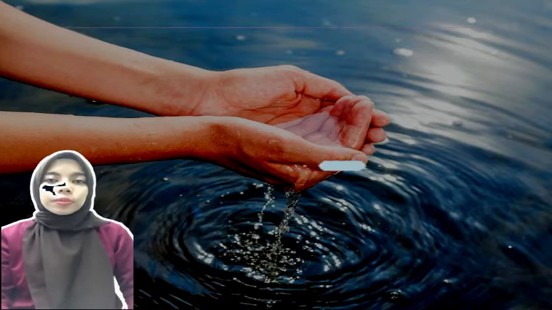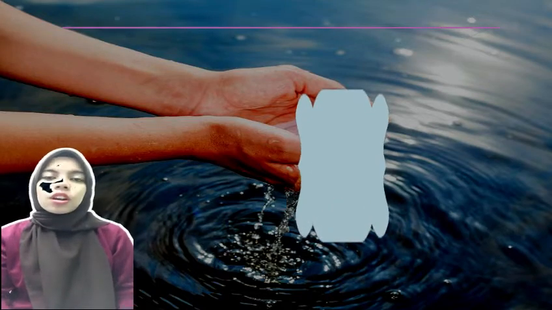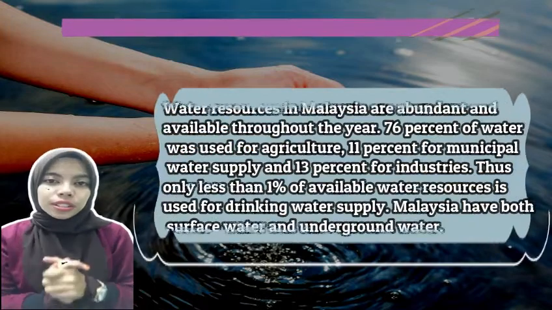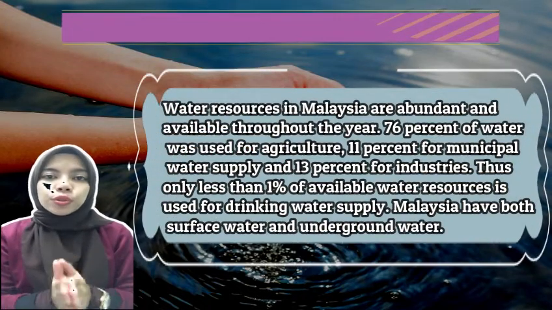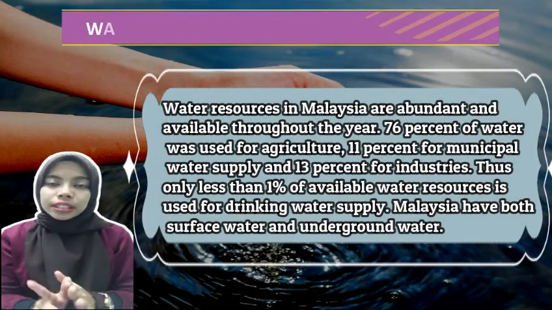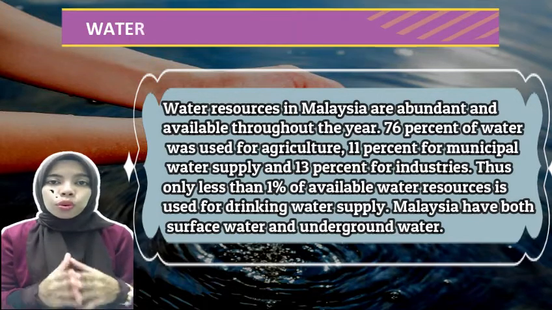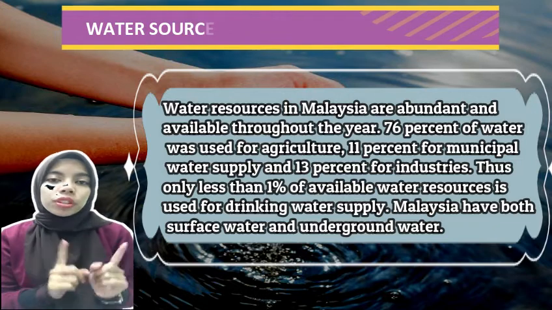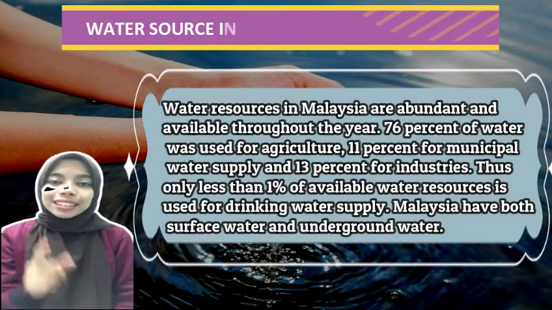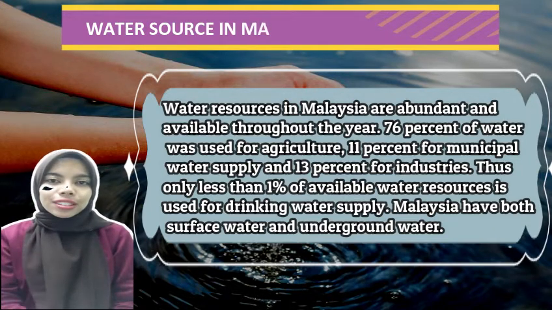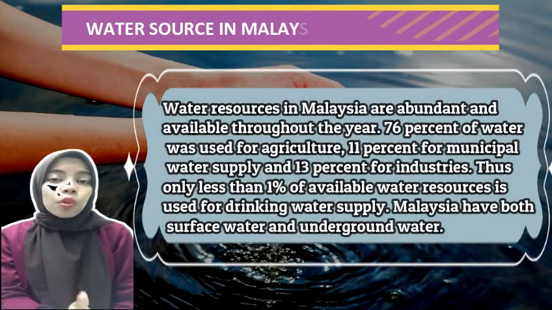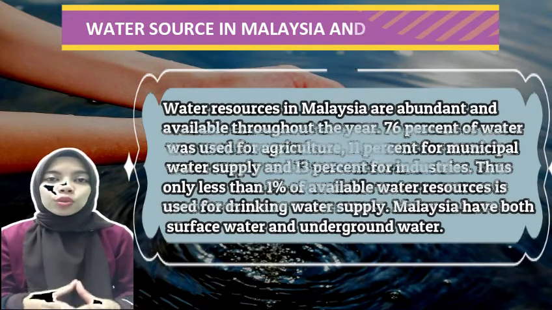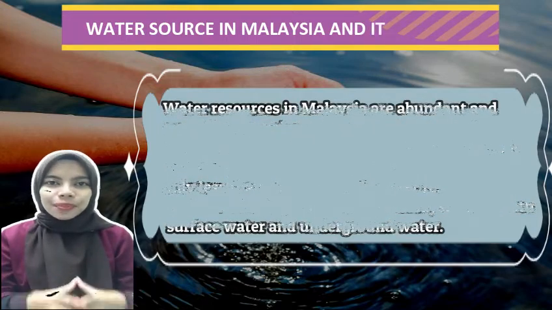Water source in Malaysia. Water resources in Malaysia are abundant and available throughout the year. 76% of water is used for agriculture, 11% for municipal water supply, and 13% for industries. Thus, less than 1% of available water resources is used for drinking water supply.